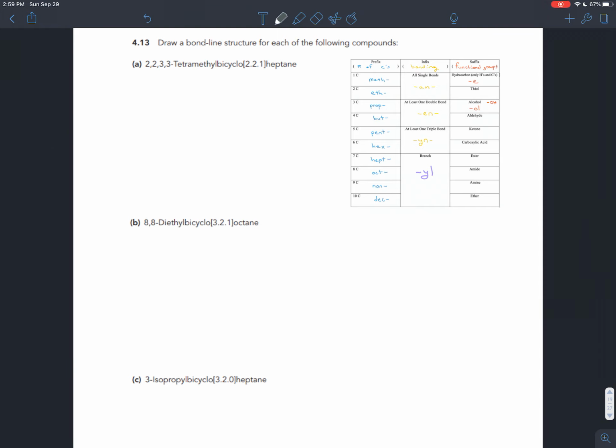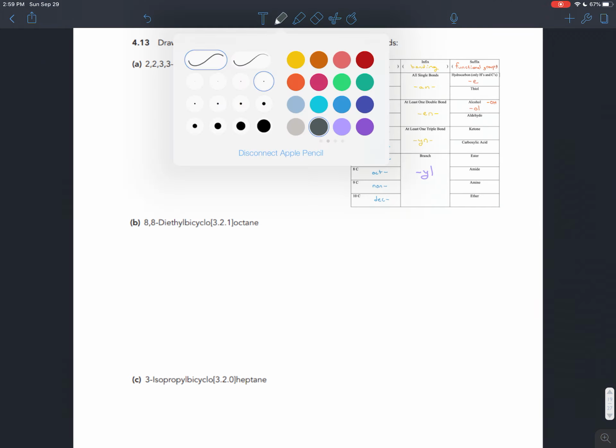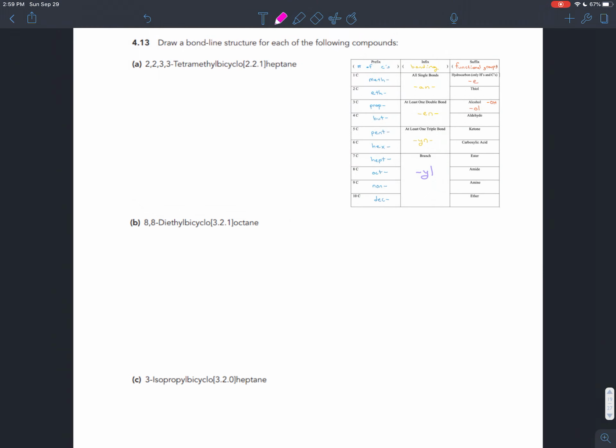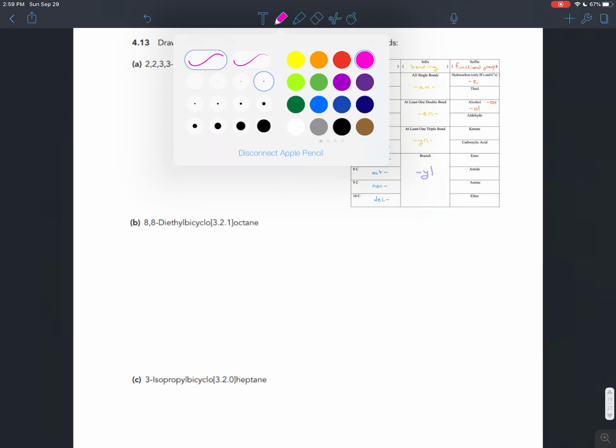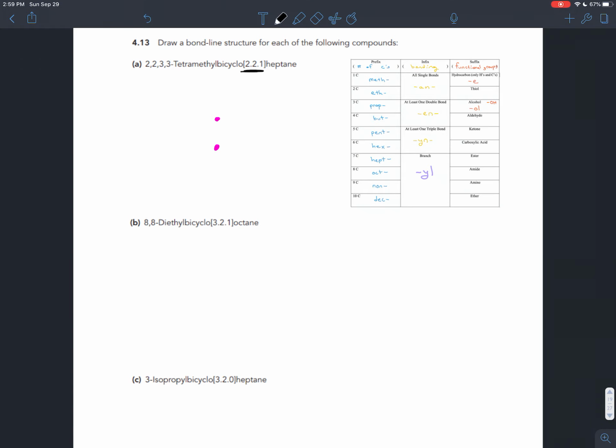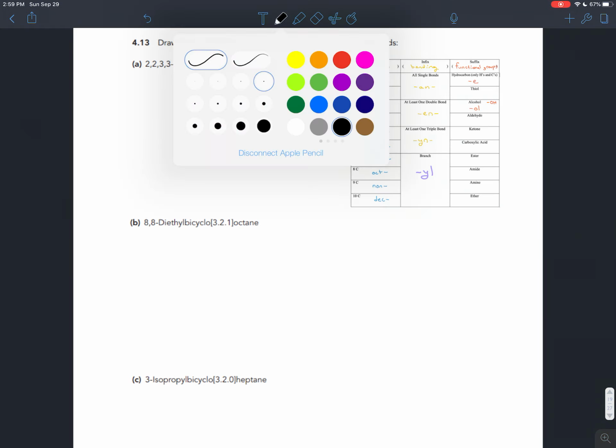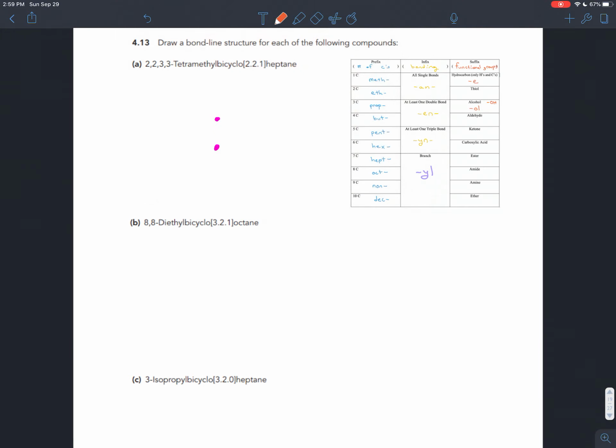Exercise 413 is giving you the names of bicyclic compounds and asking you to draw the structure of the compound. With these, I would encourage you to start with the bridgehead carbons. So you'll have one bridgehead carbon and another bridgehead carbon right there. And what we have inside of the brackets are the number of carbons on each side of the bridgehead carbons.